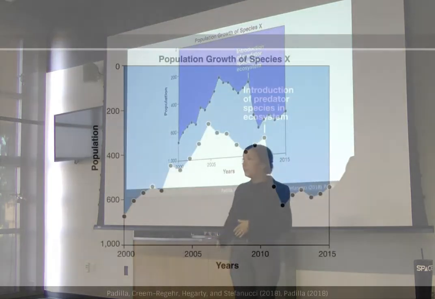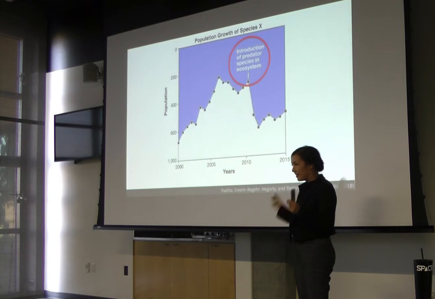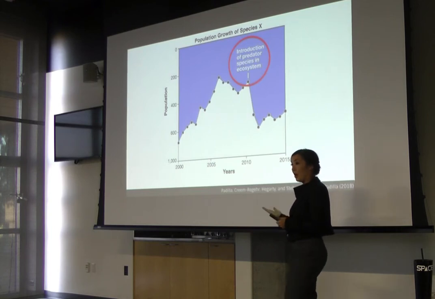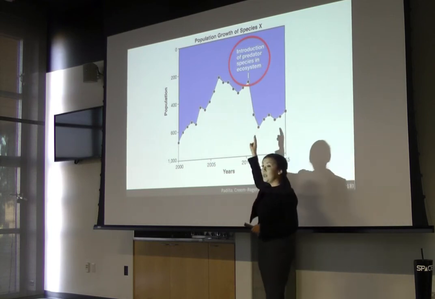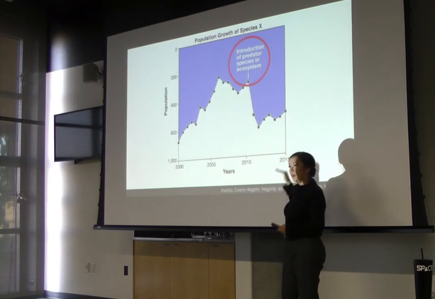Okay, we have a figure here. It's a simple figure. It is showing you the population growth of species X over time, and it denotes when a predator species was introduced into the ecosystem. Now, if you're making a fast, snap decision, you might think, oh, when that predator species was introduced into the ecosystem, that correlated with a drop in the population of species X.